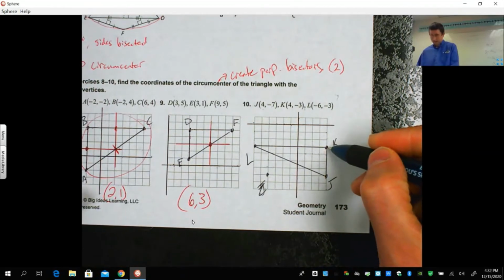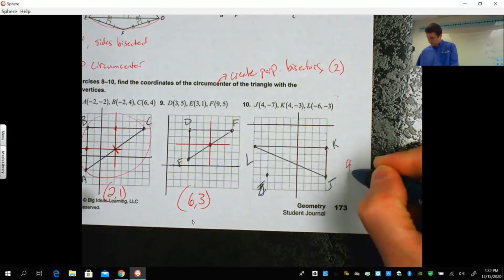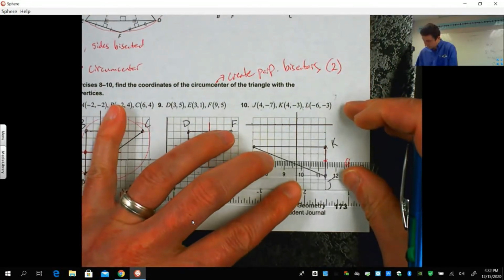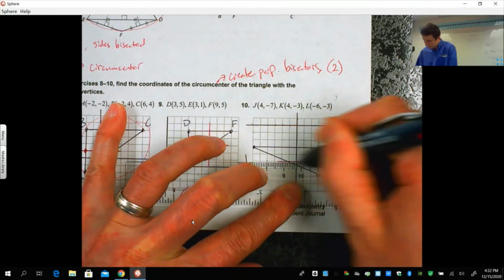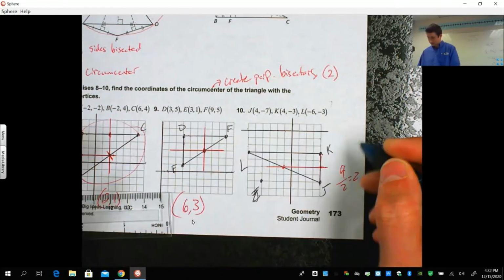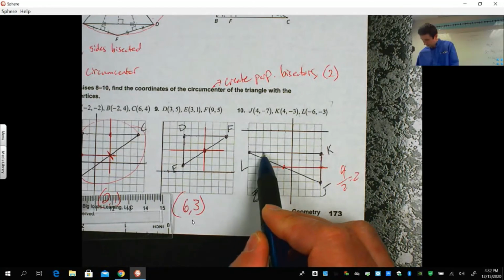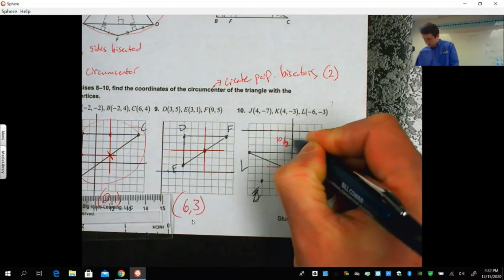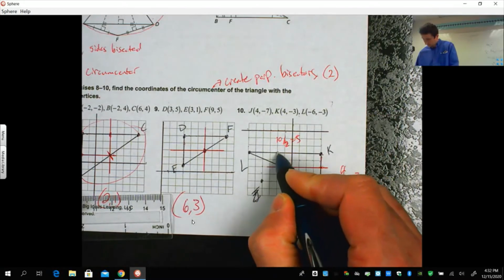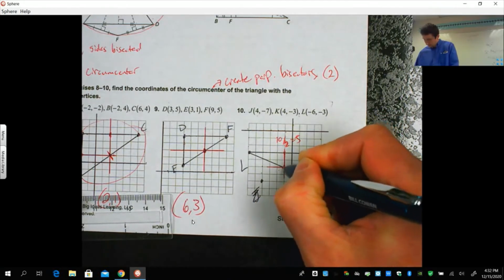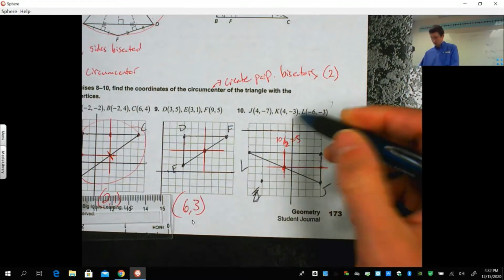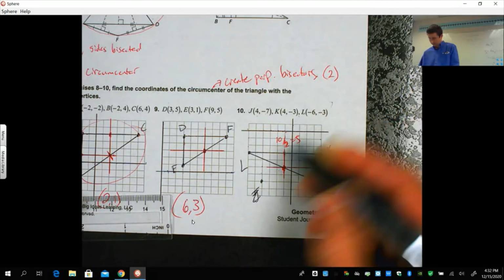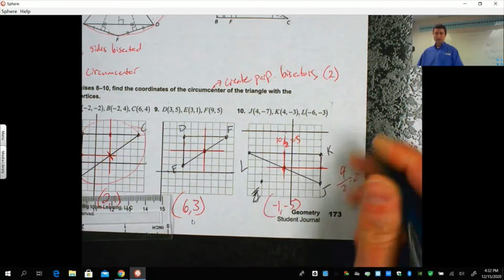Okay, so K to J, length of 4. Half of 4 is 2. The perpendicular line would be horizontal. Okay, I'm guessing it's going to be right there. Let's check this length. It's 10. 10 divided by 2 is 5. Vertical line, yes, right there. So that would be negative 1, negative 5. That would be that circumcenter.